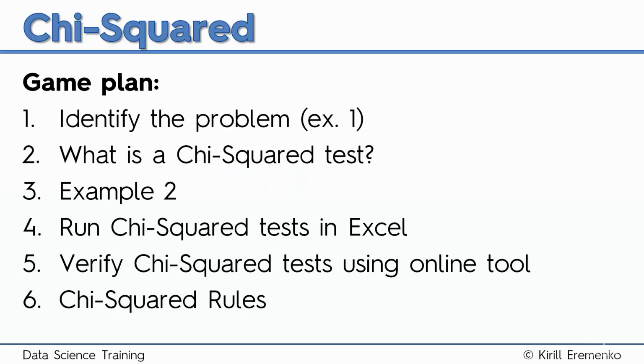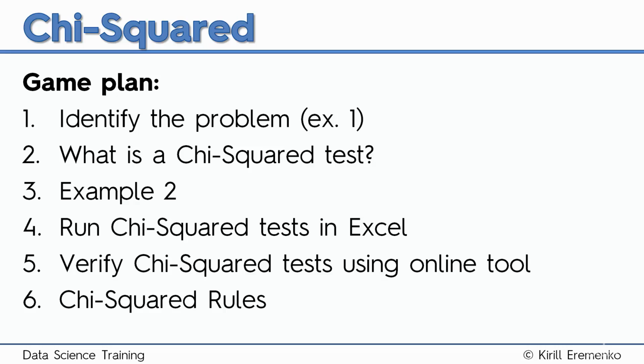This is the plan for today. First of all, we're going to identify the problem. We're going to look at an example from our previous Tableau manipulations. Then we will talk about what is a chi-squared test and how it can help us solve that problem. Then we'll look at another example, example 2.